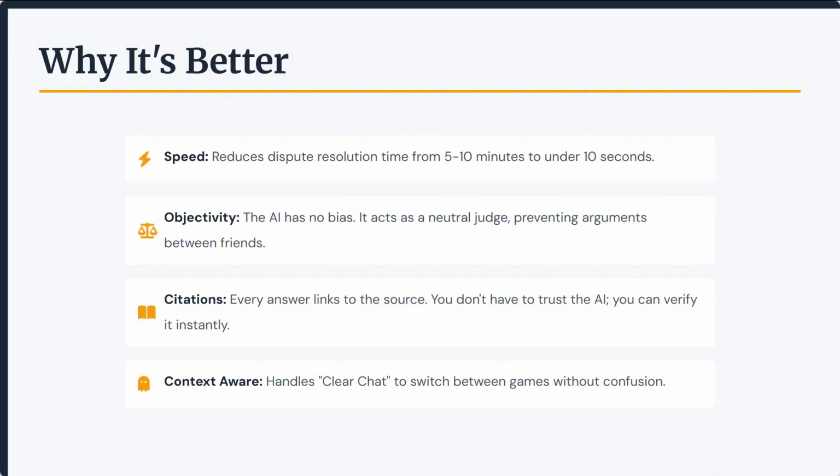The AI agent is something that doesn't have an opinion on the matter. It's just there to tell you what the rules are. It gives citations so people can know that it is the definitive answer and they can be convinced that that's how it is. And then the clear chat is just an extra feature that has been added where you can remove information if it's getting too crowded or maybe if it's confusing. So all these things make it better than just having to look up all the information yourself.